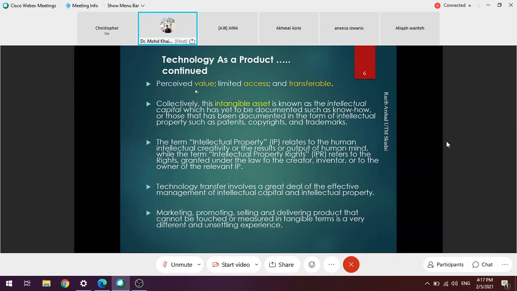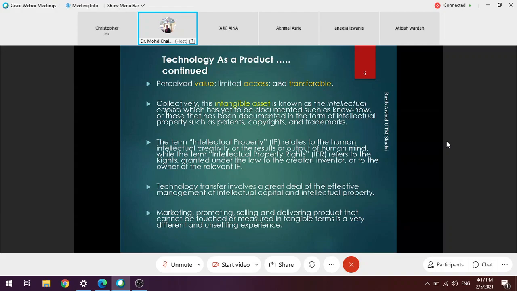So this one, we have the perceived value. Number one, the most important part, is the value as perceived by the transferee. The transferee must look into the value of the technology. And second, it must be very limited in terms of access, because the more limited the access to your technology, the more possibility for you to put a higher price on it, or the harder for the competition to copy your technology and so on. And transferable.